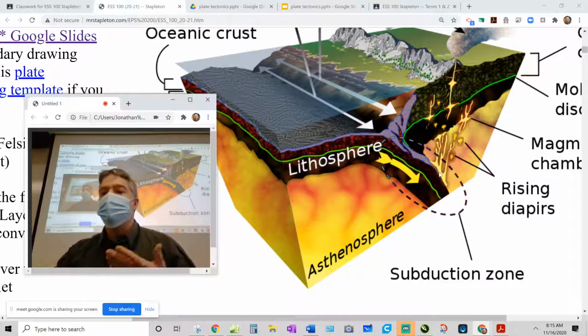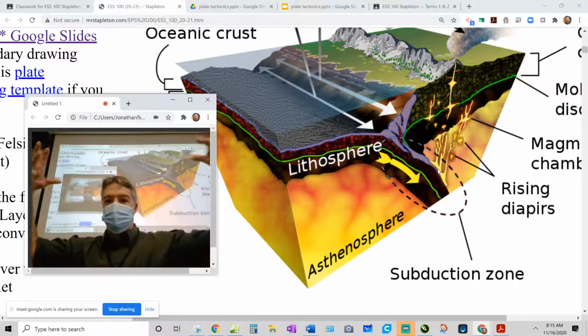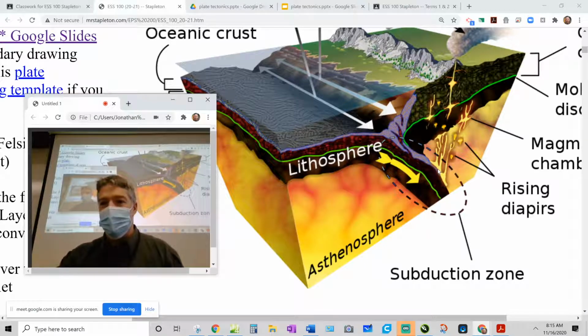So there are two reasons this stuff rises. One is it's got a lot of sediment in it, and the sediment is made of felsic stuff, which is less dense, so it rises. But also it has a lot of water in it because there's water trapped in this mud. And when the water boils, that creates bubbles and makes all this rise.